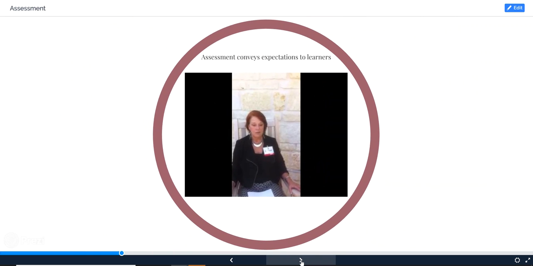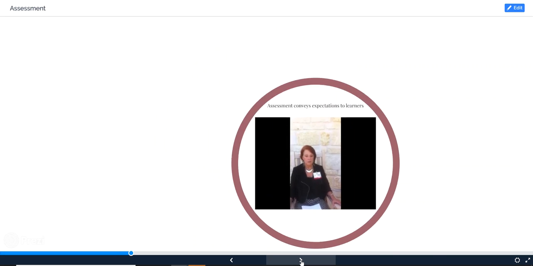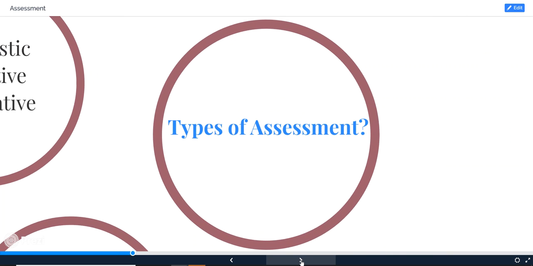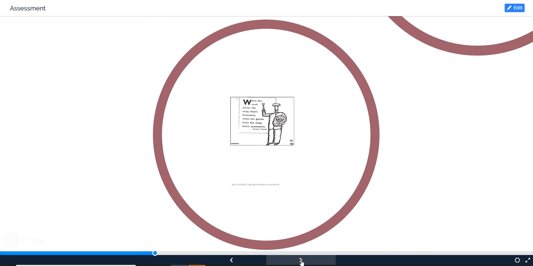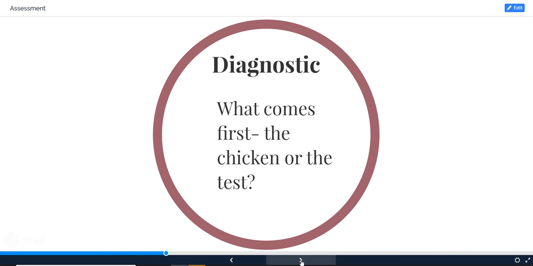So notice we should have assessed better, right? We ask the learners, what is it? Where's the gaps? So there's types of assessment. We have the diagnostic, formative, and summative. The diagnostic usually happens before the instruction. So kind of what came first, the chicken or the test?